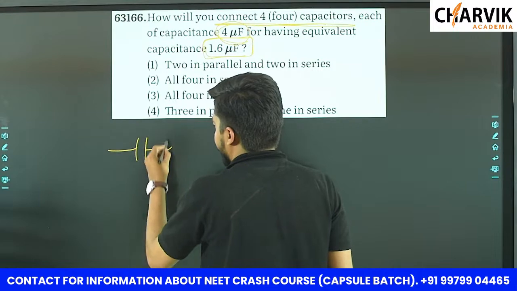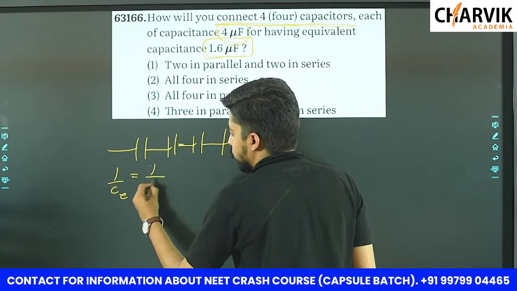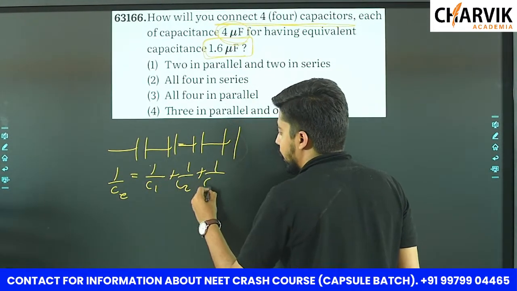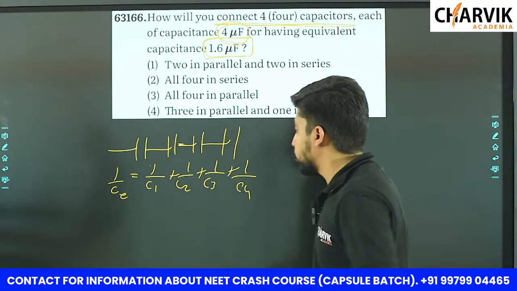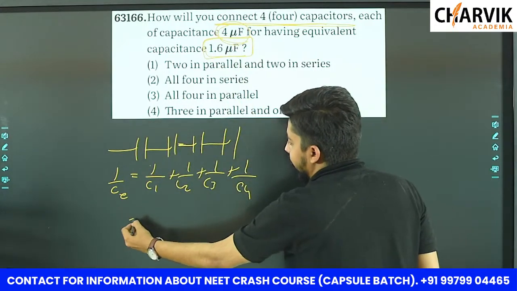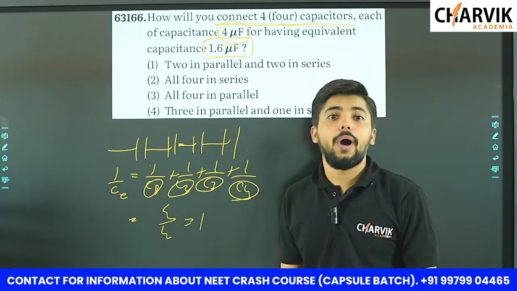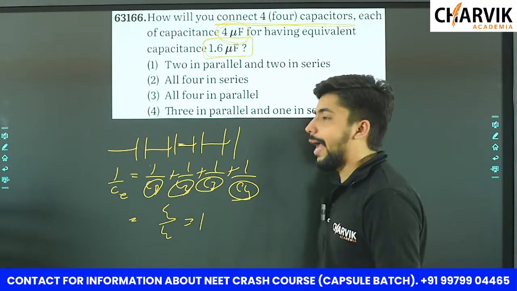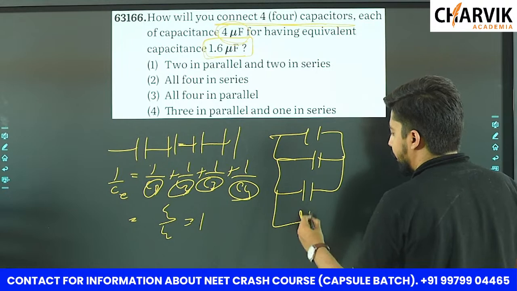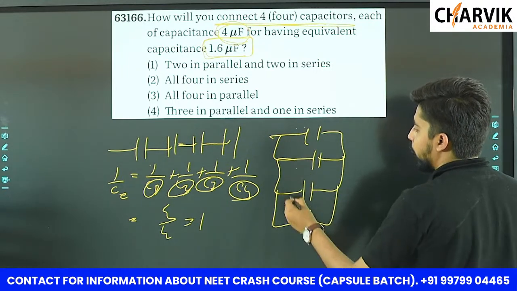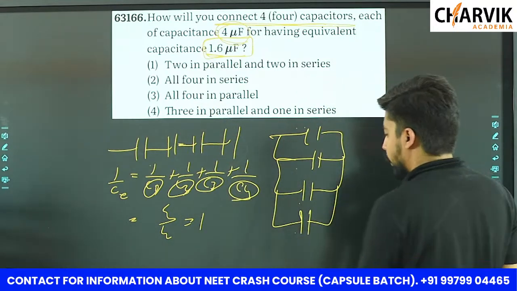If you connect the 4 capacitors in the series circuit, 1 upon C equivalent is equal to 1 upon C1 plus 1 upon C2 plus 1 upon C3 plus 1 upon C4. We have discussed these formulas in the first paper also. And each is 4 microfarad, so it will become 4 divided by 4, which is equal to 1. But you aren't getting the answer 1.6. Now, if you connect them in parallel, you just need to add the capacitance values of all of them. 4 plus 4 plus 4 plus 4 is equal to 16. Again, you are not getting the answer 1.6. So let us take the other option.